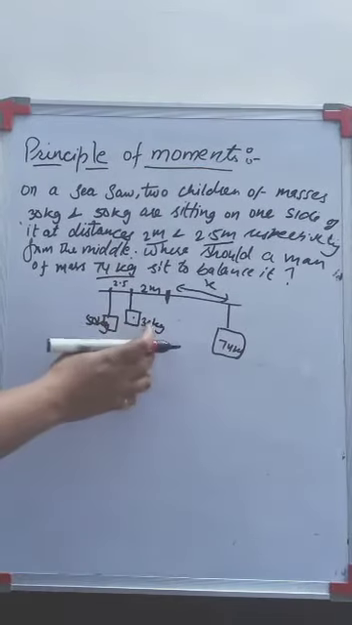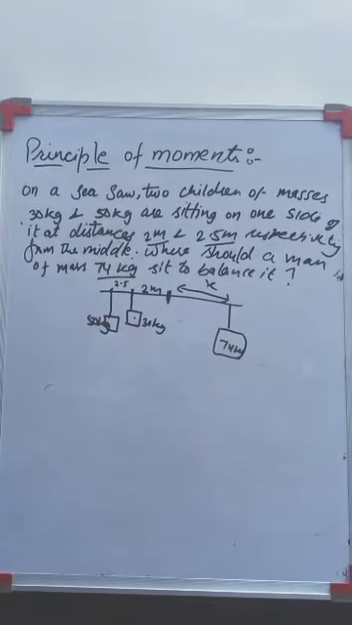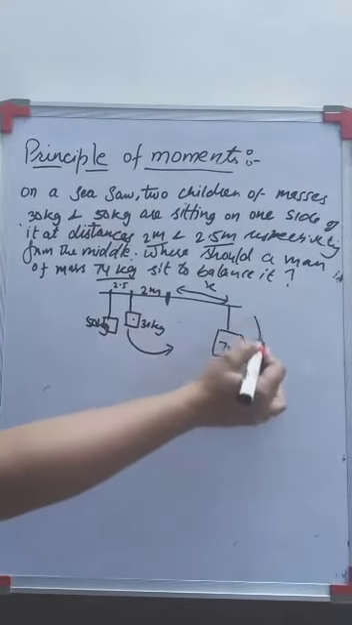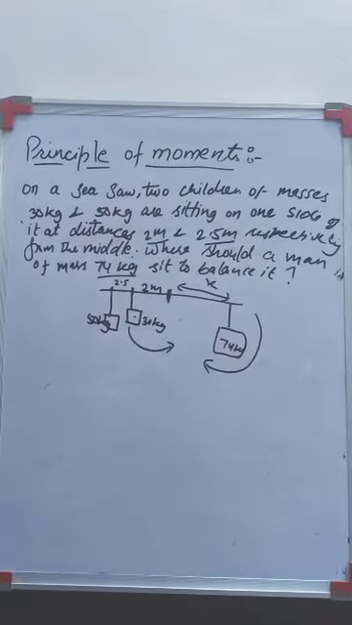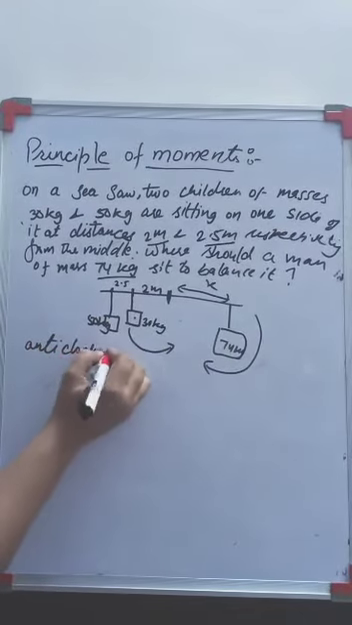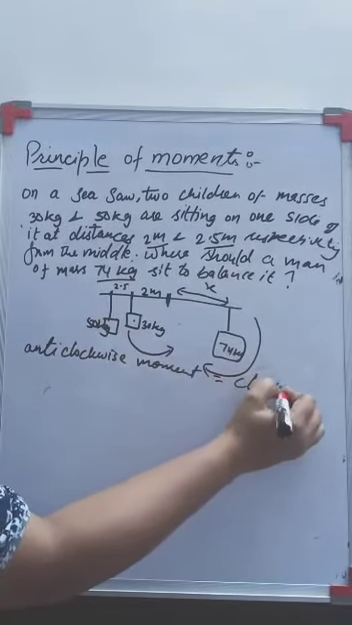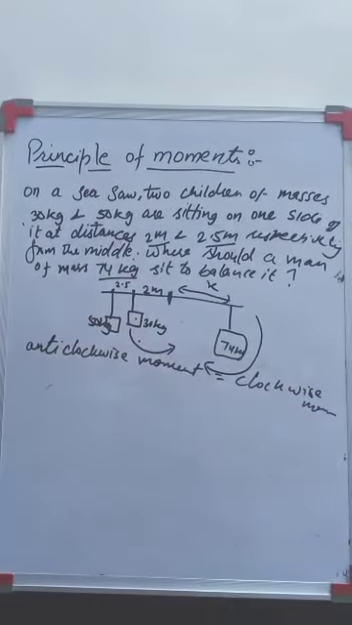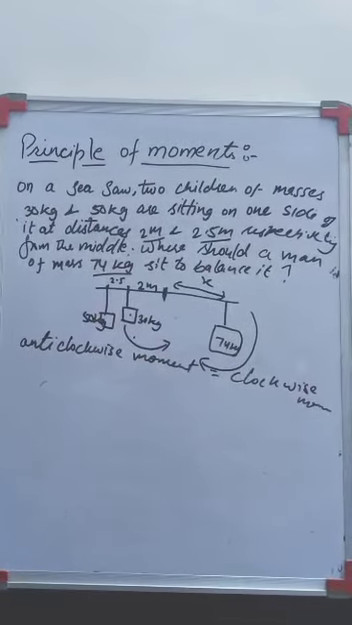Now see over here. As both the children are sitting over here, what will happen? This rotation will be clockwise or anti-clockwise? Because of this, the moment will be anti-clockwise, and due to this, the moment will be clockwise, right? Now to make it horizontal, again the principle of moments is what? The anti-clockwise moment is equal to clockwise moment, right? Now for anti-clockwise, we are having two moments, right? That means the algebraic sum of all the moments, right?